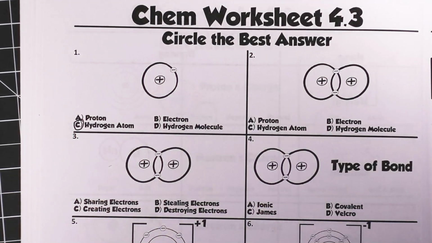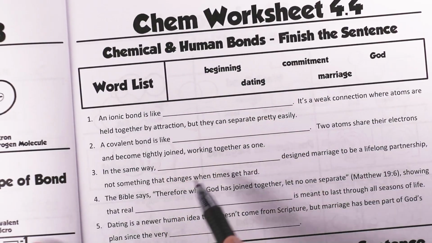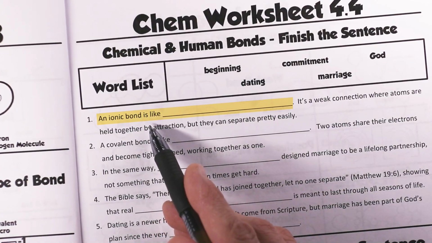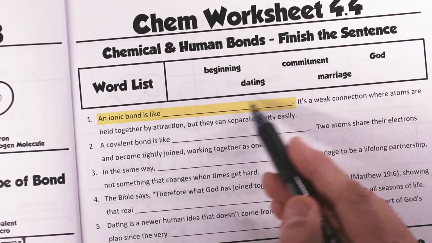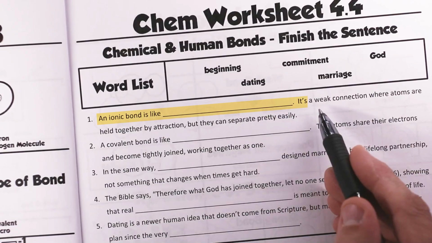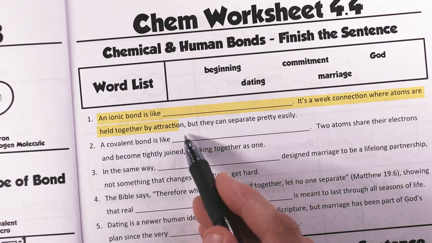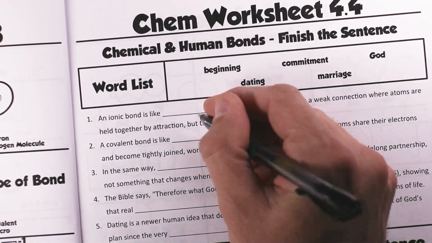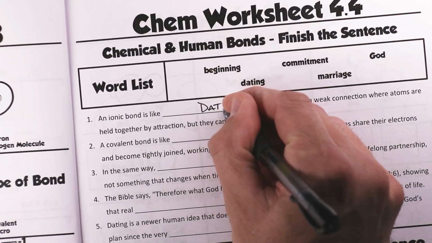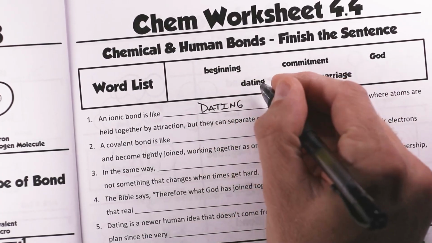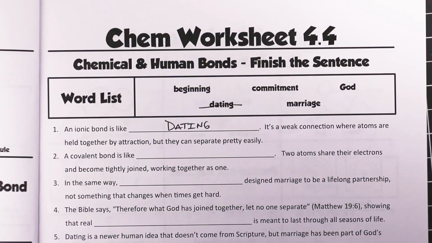All right, moving on to 4.4. Chemical and human bonds. An ionic bond is like, well, my metaphor is that it's like dating. It's a weak connection where atoms are held together by attraction, but they can separate easily. That sounds like dating. All right, we're going to move on to 5.1.